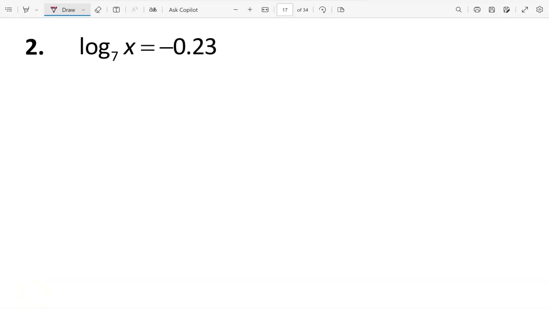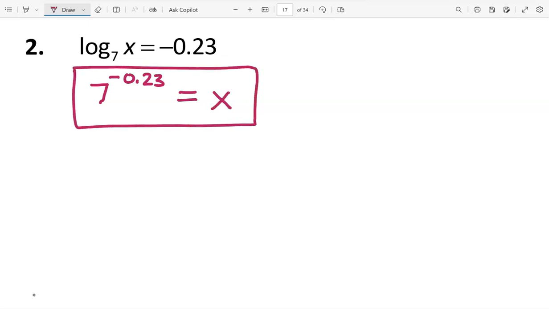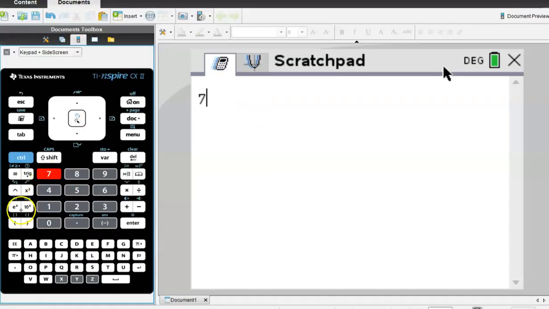In number 2, we have a logarithmic equation where the variable is inside of a logarithm. In order to solve for x, we can rewrite in exponential form. The base is 7. The exponent is what the logarithm equals, so that's negative 0.23, and that's equal to x. So here we have our exact form answer, and then the solution can be rounded to the nearest thousandth by entering 7 raised to the negative 0.23, which will give us 0.639.